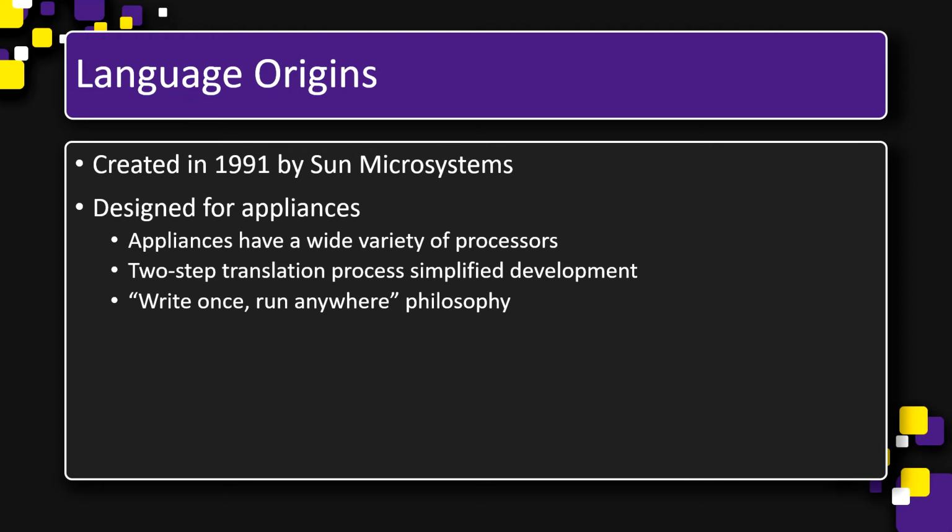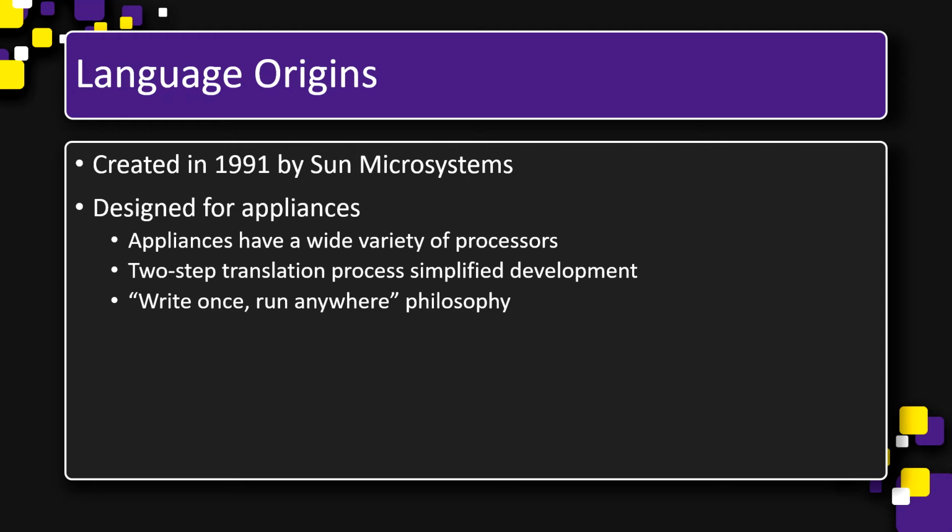It was a write once and run anywhere philosophy. So the code itself would never change. It would always be the same no matter what platform it was running on. And the only thing that would be different is the compilation from the bytecode from the Java JVM, as we call it, to the machine that it was running on.